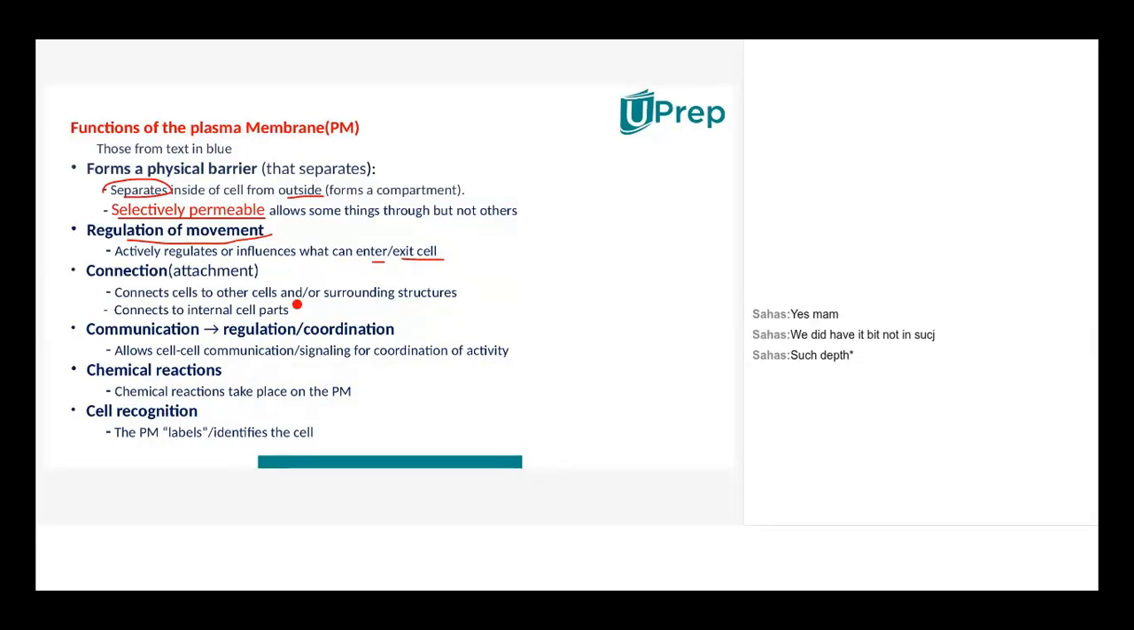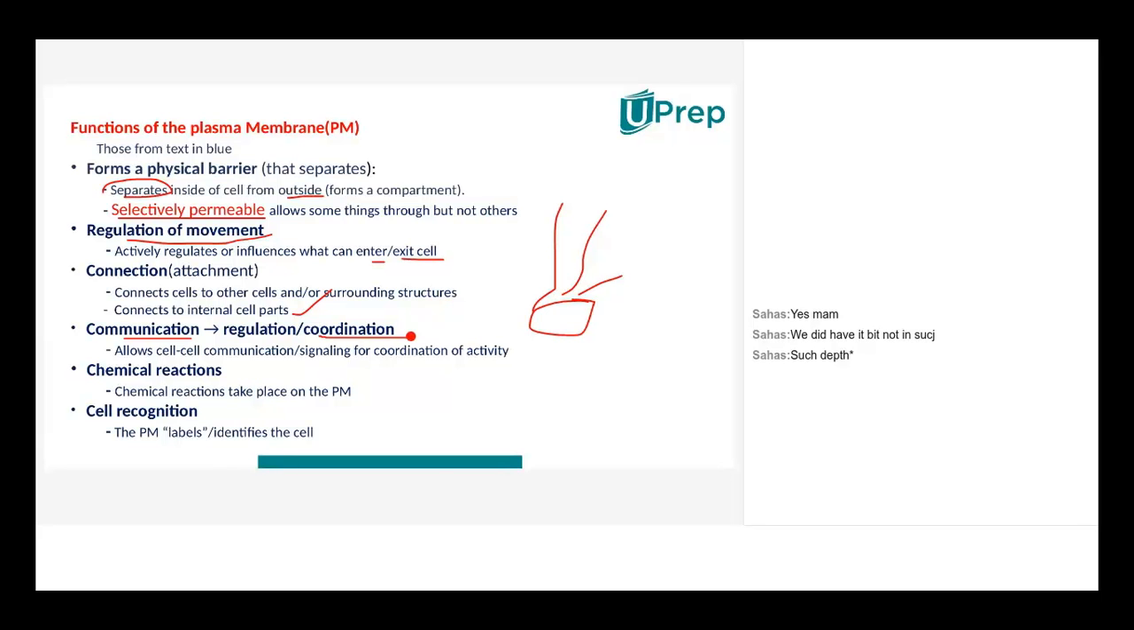Then it connects different cells, isn't it? Each and every cell is connected by plasma membrane, through which they communicate. If you remember the nerve cell, just remember the nerve cell, you will have hair-like dendrites on the nerve cell, isn't it? So all those are surrounded by plasma membrane, which selectively permeates the coordination.